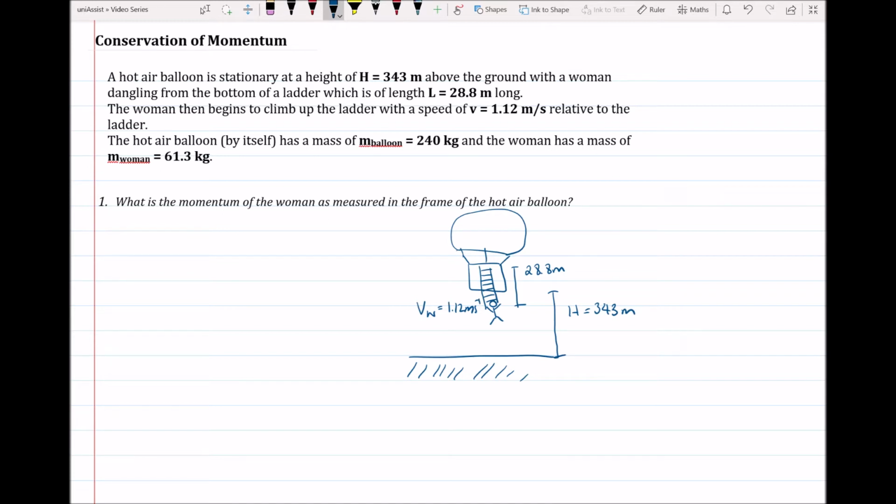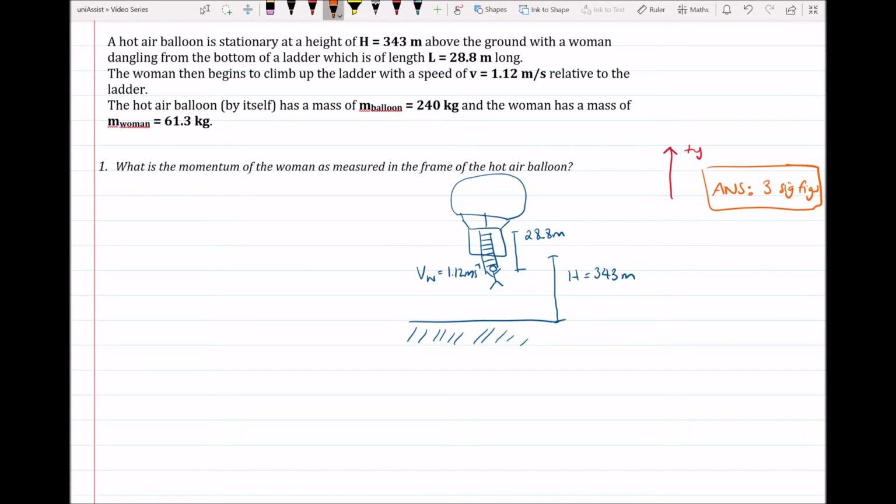Once again, we've got to define our coordinate system, and I'm going to choose the up direction to be my positive y direction. We don't need x because we're not moving horizontally, we're just moving vertically. We've also got to determine our final significant figures. Every variable here, the heights, lengths, velocities, and masses, has 3 significant figures, so our answer will also need to be in 3 sig figs. I'm leaving that to the side.